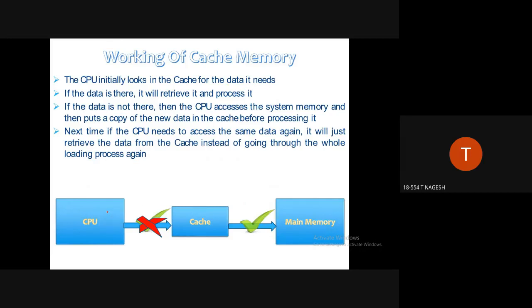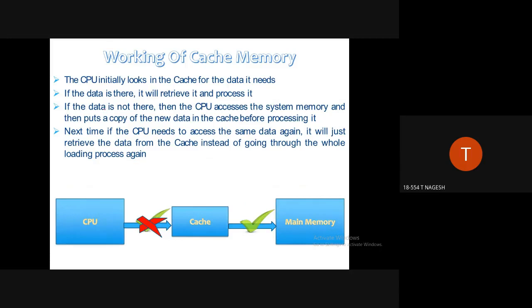So whatever data the processor wants, first it goes and checks in the cache memory whether the data that it wants is present or not. If the data is there, it will retrieve it and process that data. If the CPU finds it in the cache memory, it will simply retrieve that within milliseconds, or within a fraction of a second, and start its processing.